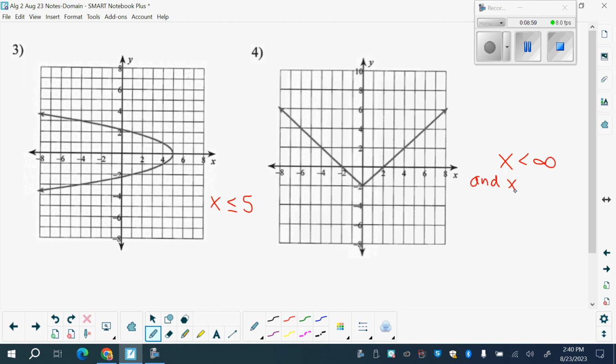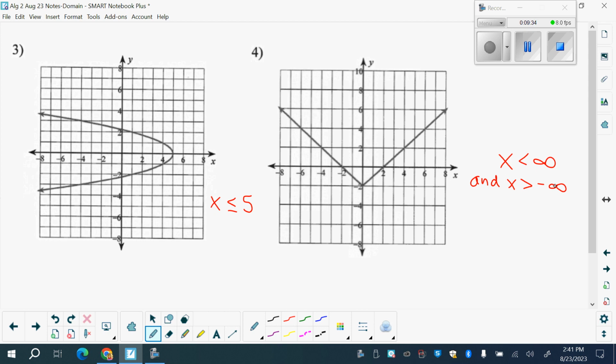x has what relationship over here? What's happening with this arrow here? It's going towards positive or negative? Negative. So x is greater than negative infinity. Why don't I put an equals there? So infinity is just an idea. It's not a number. So we can never actually reach that. We're just saying it goes towards infinity. Does that make sense? So we never put an equal to there on that.